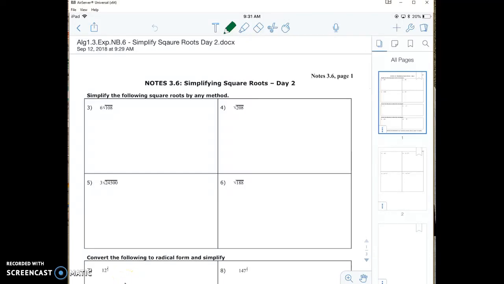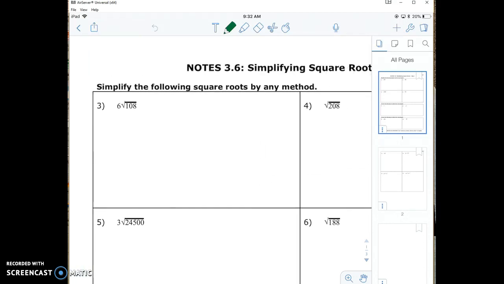This is Notes 3-6, Simplifying Square Roots, Day 2. Review from yesterday. Simplify the following square roots by using any method. 6 square root 108.